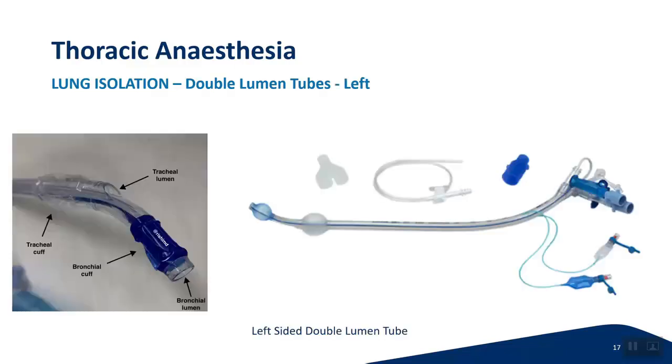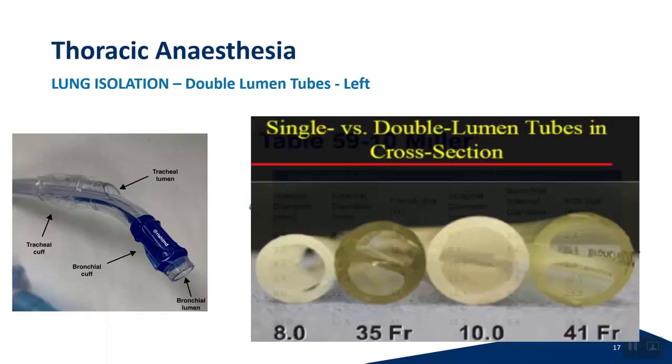A left-sided DLT is shown here along with angled connectors for connection to the anesthesia breathing circuit. DLTs have 2 concave curvatures, located proximally and distally along the tube. A stylet is used during intubation to maintain the curvatures. The tubes are D-shaped in cross-section and the internal diameter of each lumen is significantly smaller than a correspondingly sized SLT.